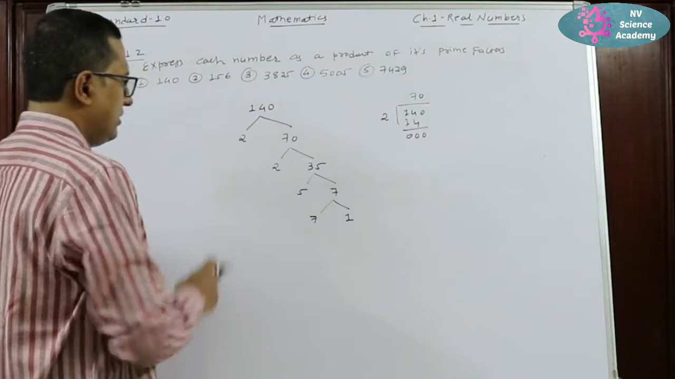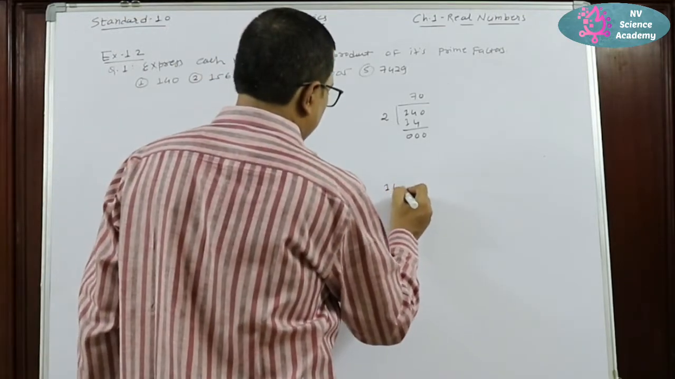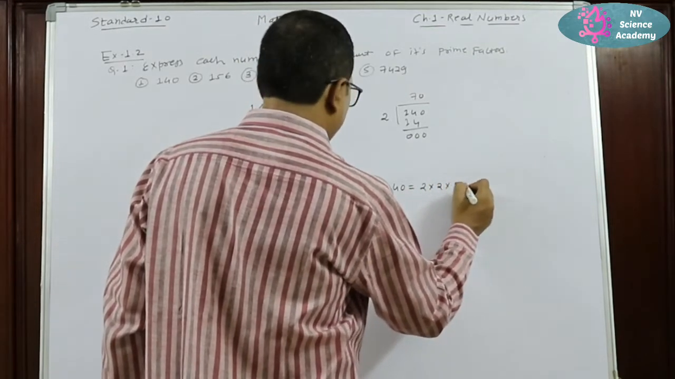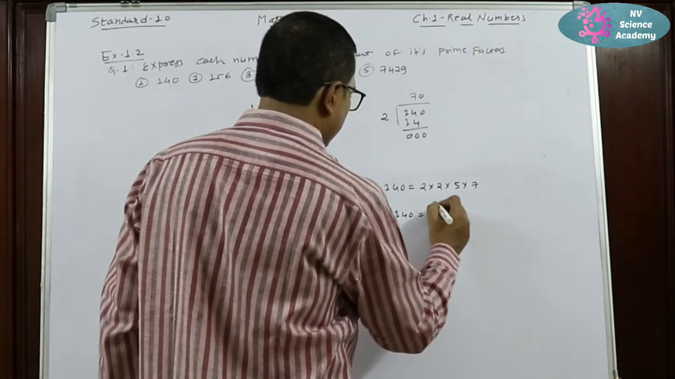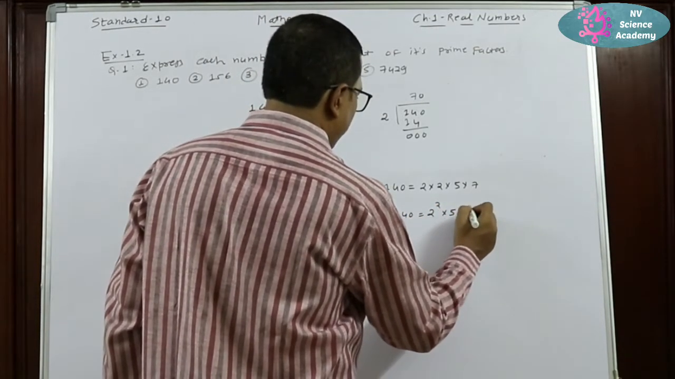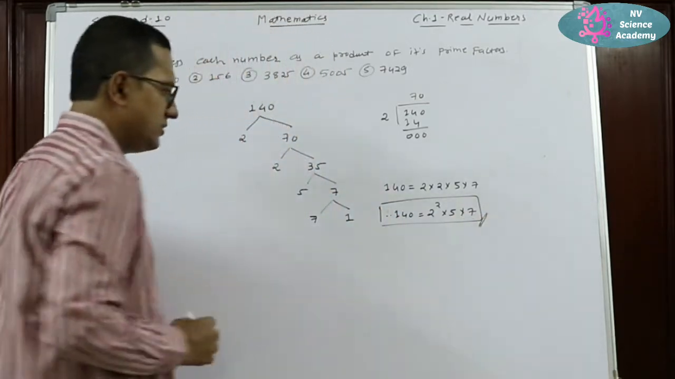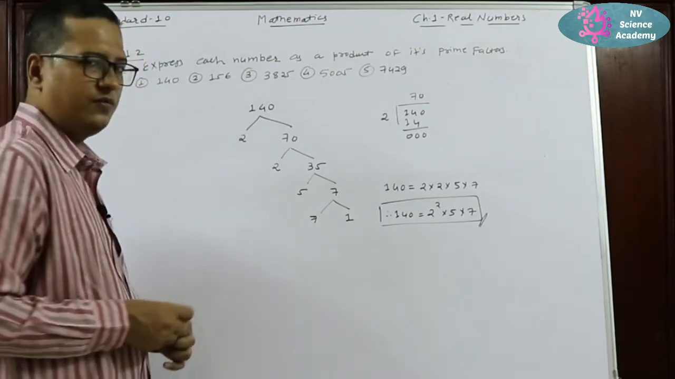Okay, so here the prime factorization is like this. 140 is equal to 2 multiplied by 2 multiplied by 5 multiplied by 7. So I can write it down: therefore 140 is equal to 2 square multiplied by 5 multiplied by 7. So this is the answer for the first question. This is the prime factorization of 140.